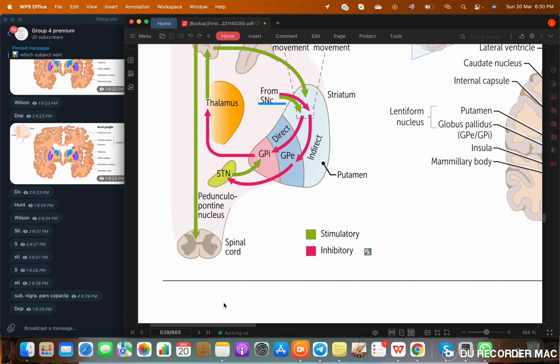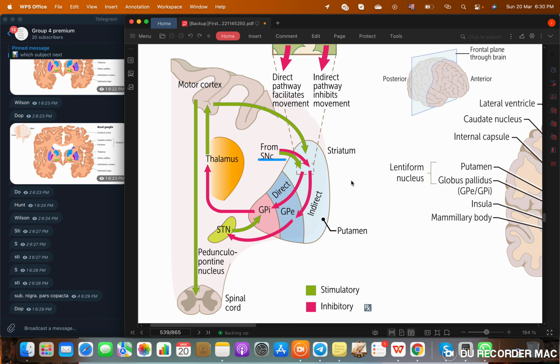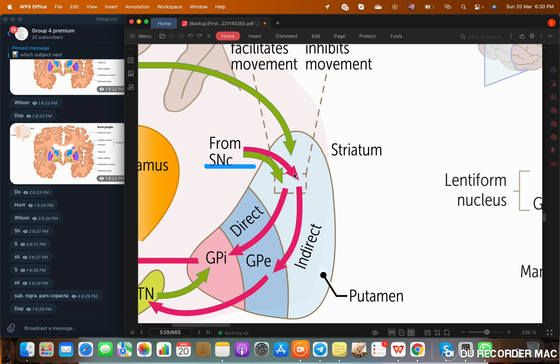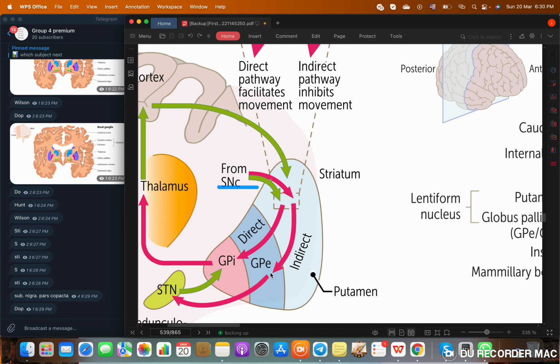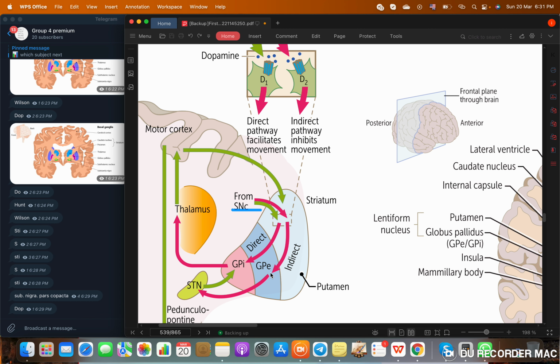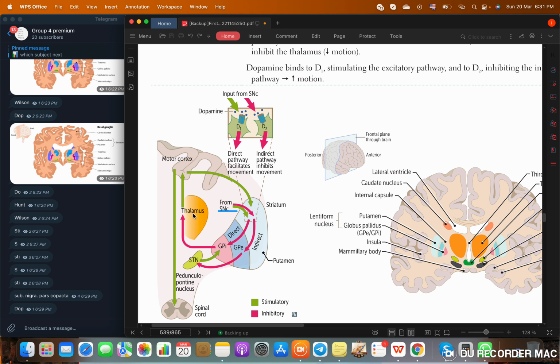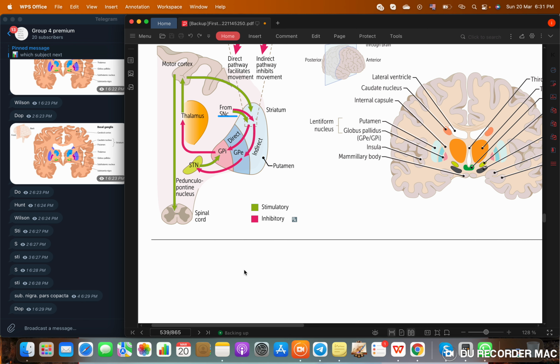And at the same time, it stimulates the indirect pathway. Why would it do that? Well, it does that to inhibit the thalamus. You're like, wait, something is messed up here. No, it's not. Let me just explain what exactly happens.